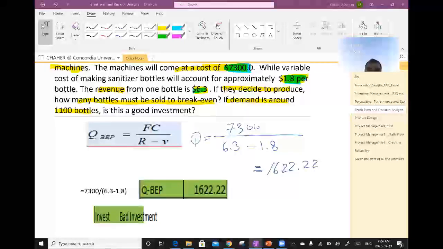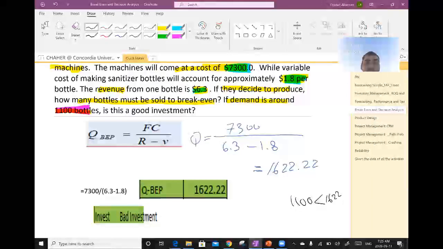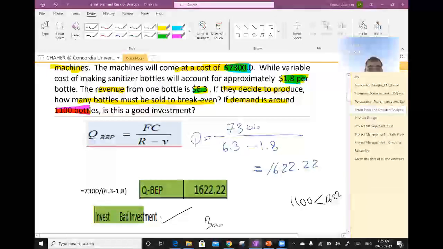Now, if they decide to produce 1,100 bottles, is this a good investment? Well, 1,100 is less than 1,622, so they're not breaking even, so they're not covering their expenses, which means this would be a bad investment. So bad investment if they're only able to produce 1,100 bottles.